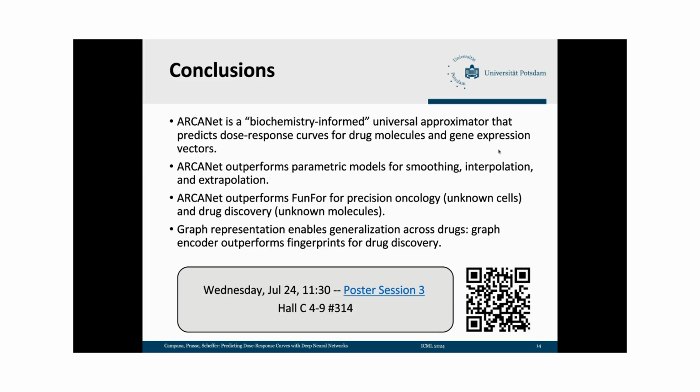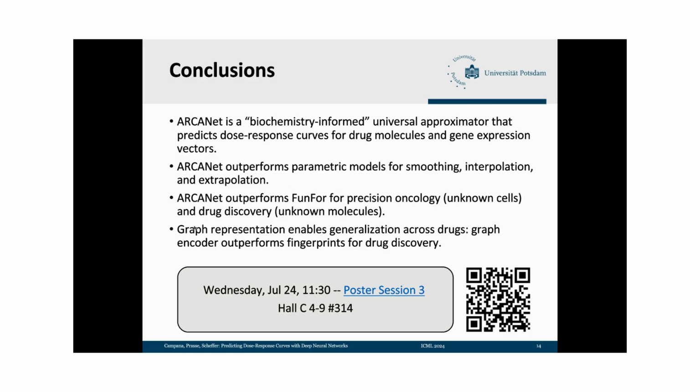As conclusion, we developed ARCANET, a neural network-based architecture that uses either fingerprints or molecular graphs for representing the drugs, and that uses vectors of gene expression for representing the cell lines, and is able to predict dose response curves. We studied the performance of ARCANET in the smoothing, interpolation, and extrapolation settings, and we found that compared to parametric models derived from the Hill equation, the performance is better. We also studied the performance of ARCANET on the precision oncology and drug discovery settings, where we are generating zero-shot predictions of complete dose response curves, and we found that it achieves better performance than FAM4.